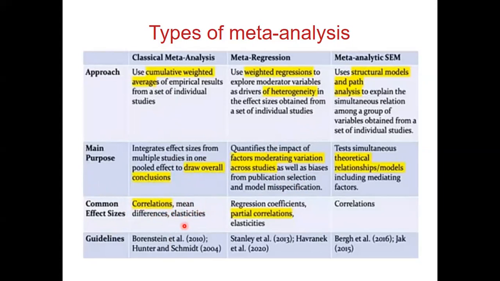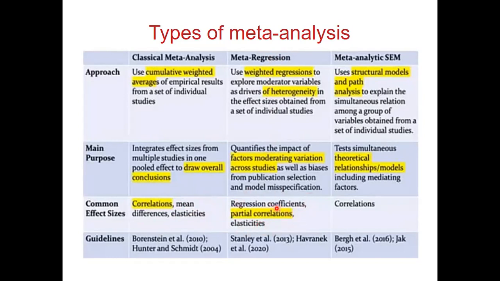We can also extract elasticities. Okay, so these are possibilities, because each study, when reporting, is normally reporting correlations, means, and so on. So we normally calculate mean differences and Cohen's d, for example, and the standardized means. And then of course, elasticities. And then you have regression coefficients and partial correlations. These can be used for meta-regressions.